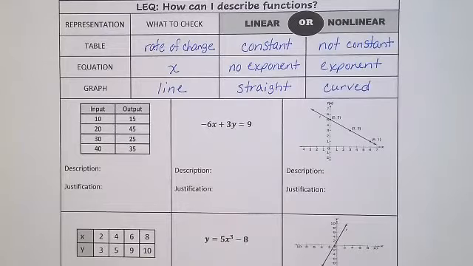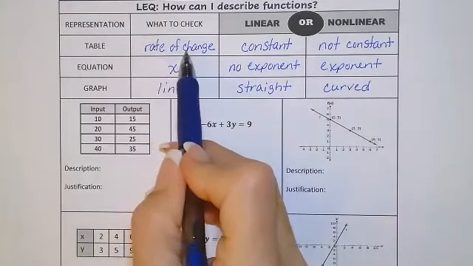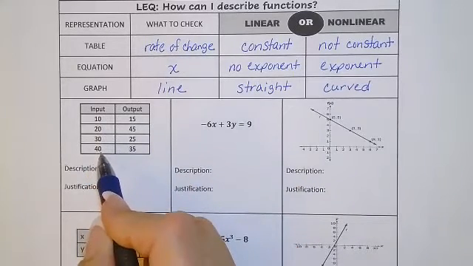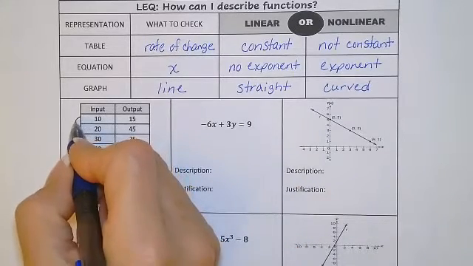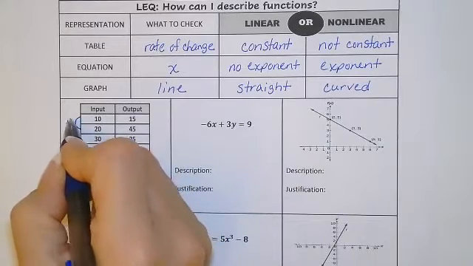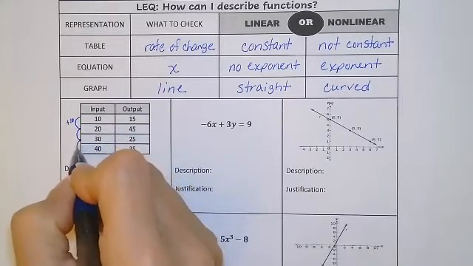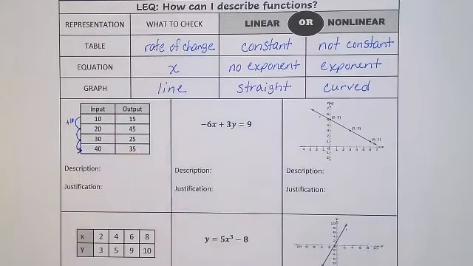So let's check out this first table. We're going to have to look at rate of change because it's a table. So I'm going to look at my input values first. From 10 to 20 is plus 10. 20 to 30 is plus 10, and 30 to 40 is plus 10. So there's a constant rate of change.